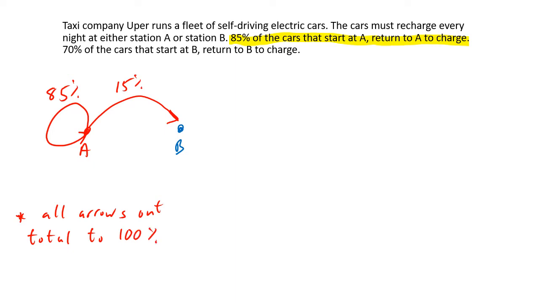All right, and we can see that the same thing is going to happen when we look at B. It says 70% of the cars that start at B return to B to charge. Well, let's draw that in. So 70% start at B and return to B, and what's left is 30%. So 30% must be going from B to A. And that is our rule that all the blue arrows add up to 100%, all the red arrows add up to 100%. And that's an important thing to remember.